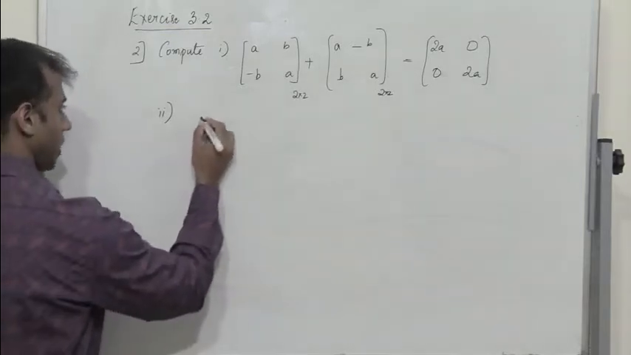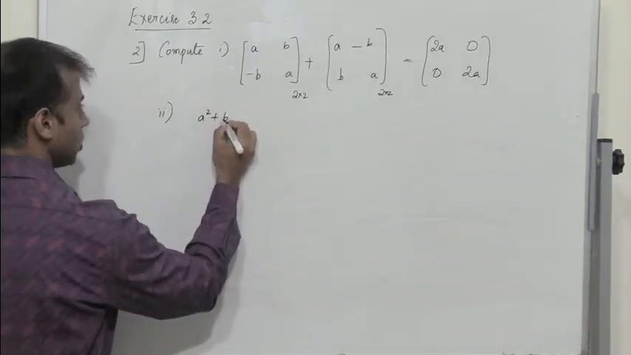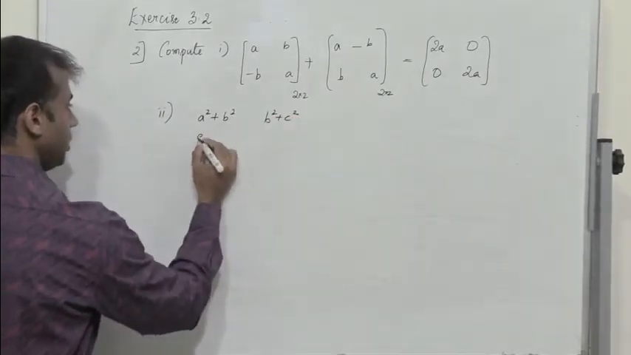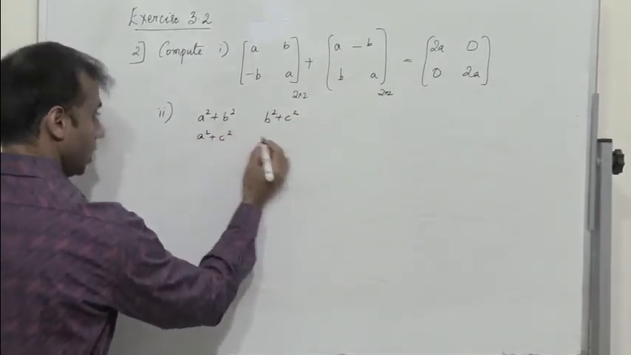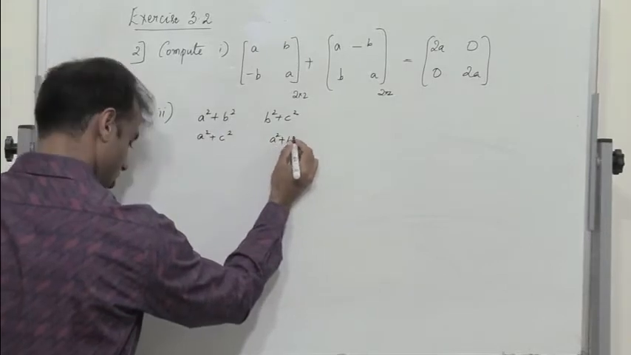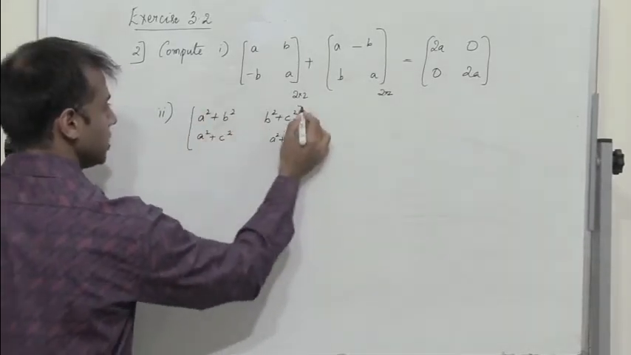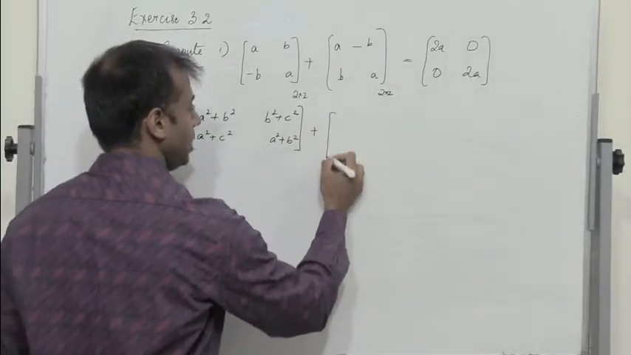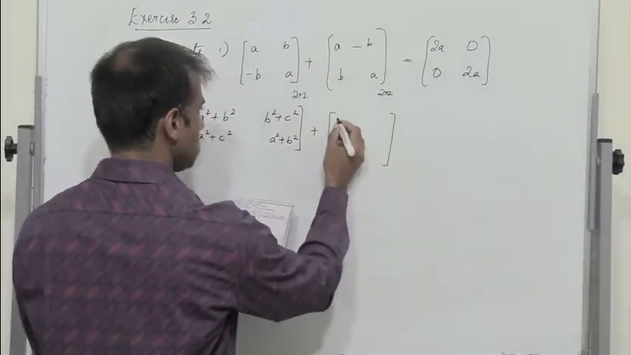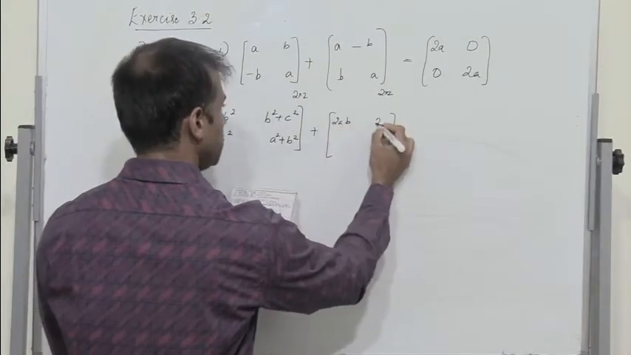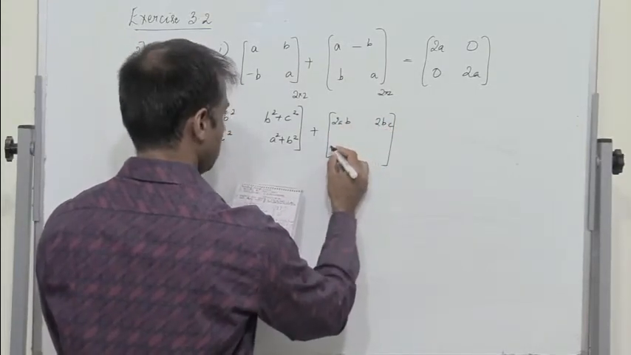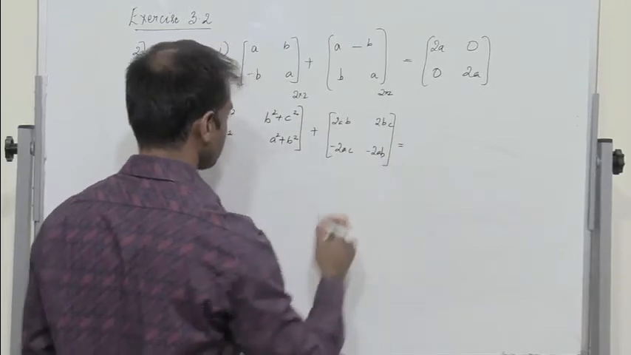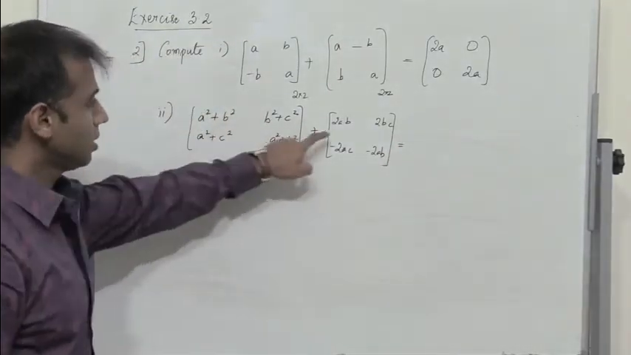So second one, we have matrix A square plus B square, next B square plus C square, and then we have A square plus C square, and then A square plus B square. So this is the first matrix, the elements of the first matrix. And the elements of the second matrix are 2AB, 2BC, minus 2AC, minus 2AB. So I need to add the corresponding elements.